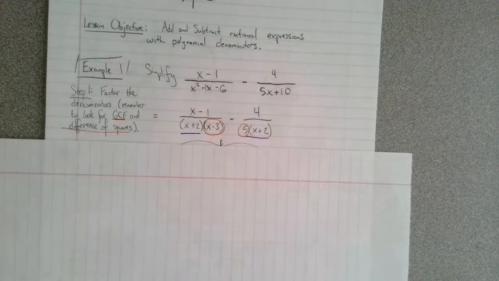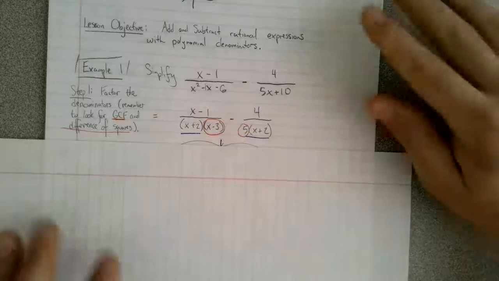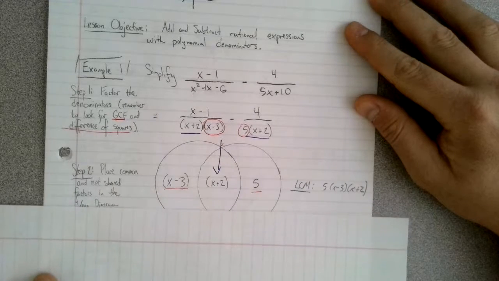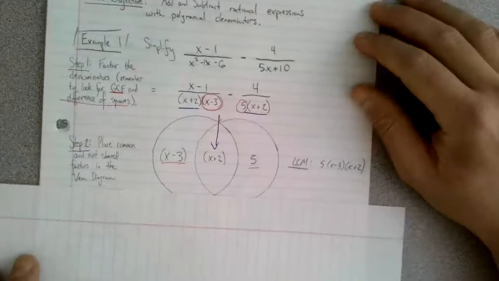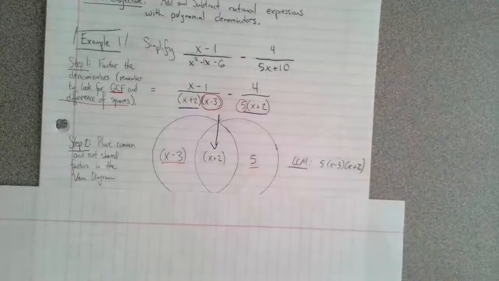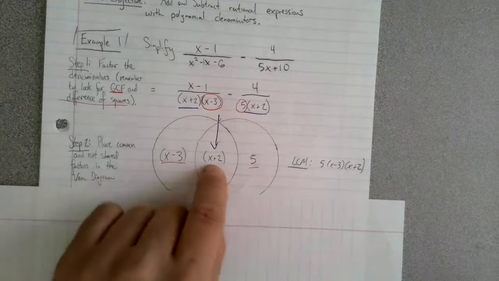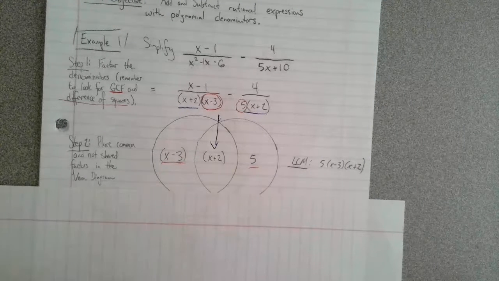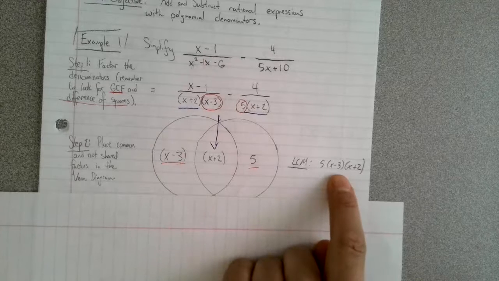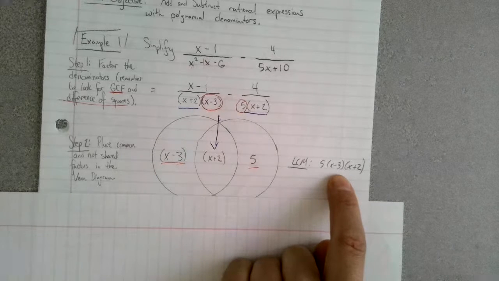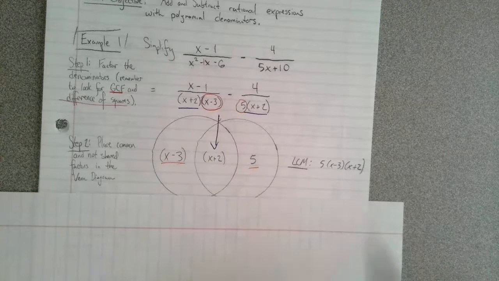On the right-hand side, we have a common factor between 5x and 10 of 5, so we'll factor out that greatest common factor. Next step, just like it was yesterday, we are going to organize that information and place it into a Venn diagram where we identify what factors are shared between the two fractions and what factors are not shared. Once again, this list of shared and unshared factors ultimately gives us our least common multiple, or rather what the denominator of our new fraction is going to end up becoming.